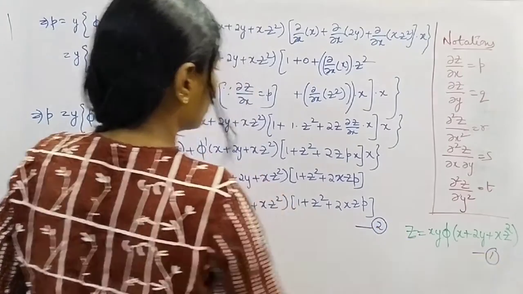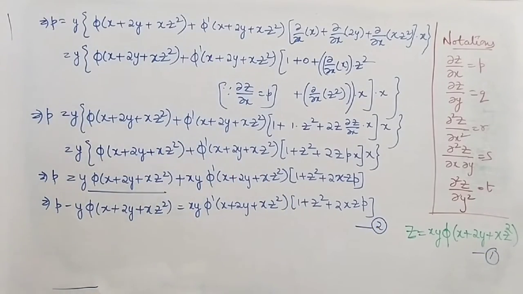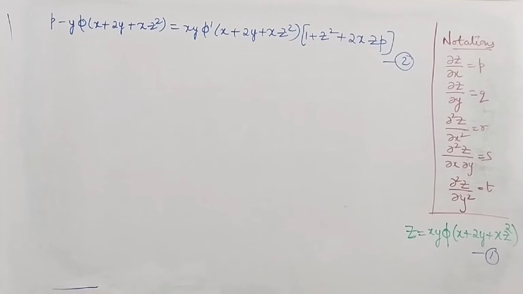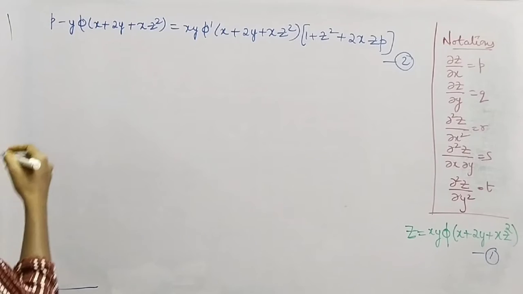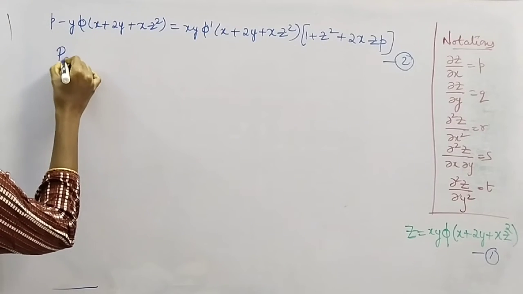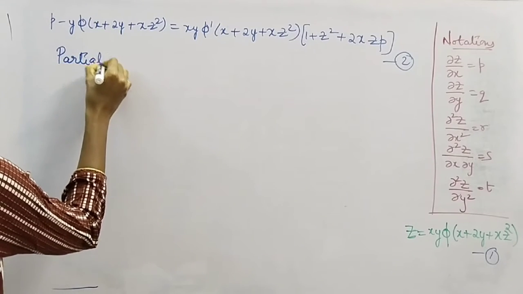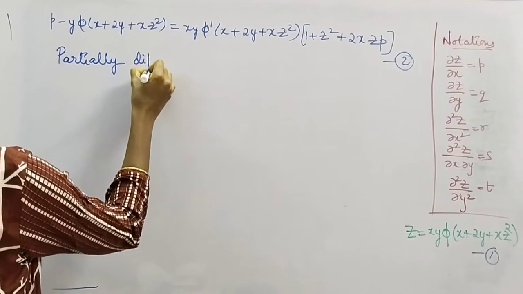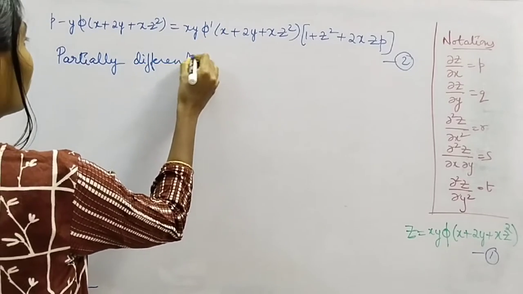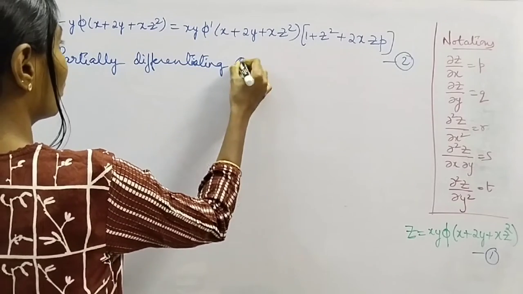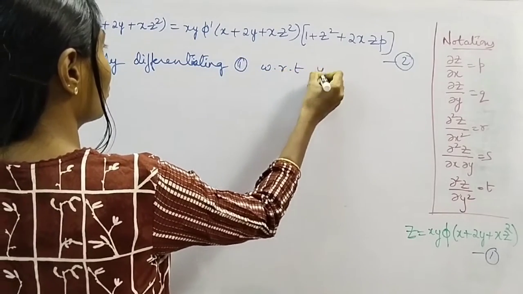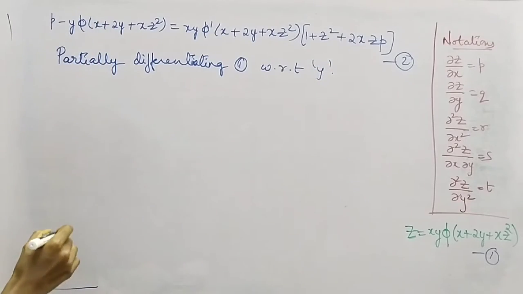This is 1, right? Now let's partially differentiate 1 with respect to y. Partially differentiating 1 with respect to y. Just apply dou by dou y on both sides of 1.